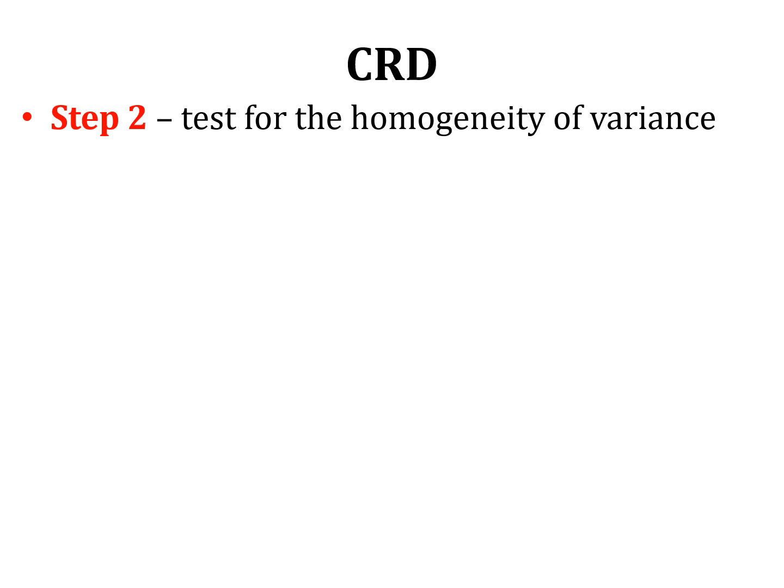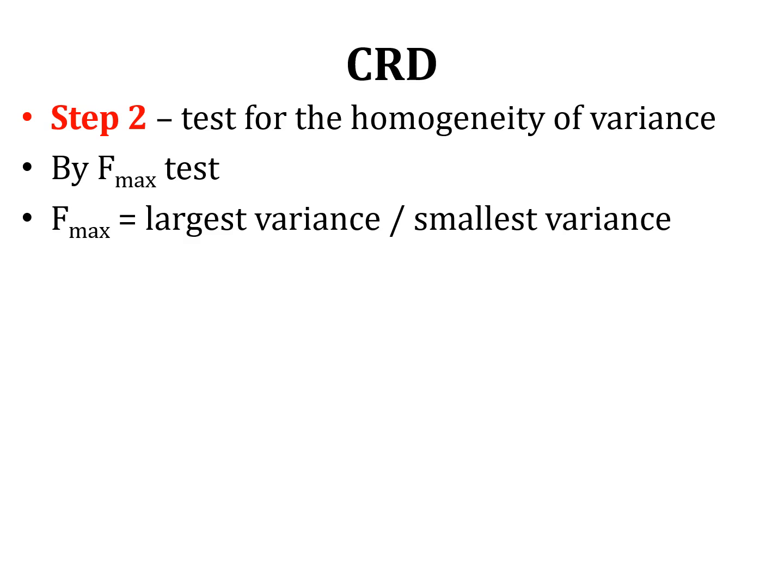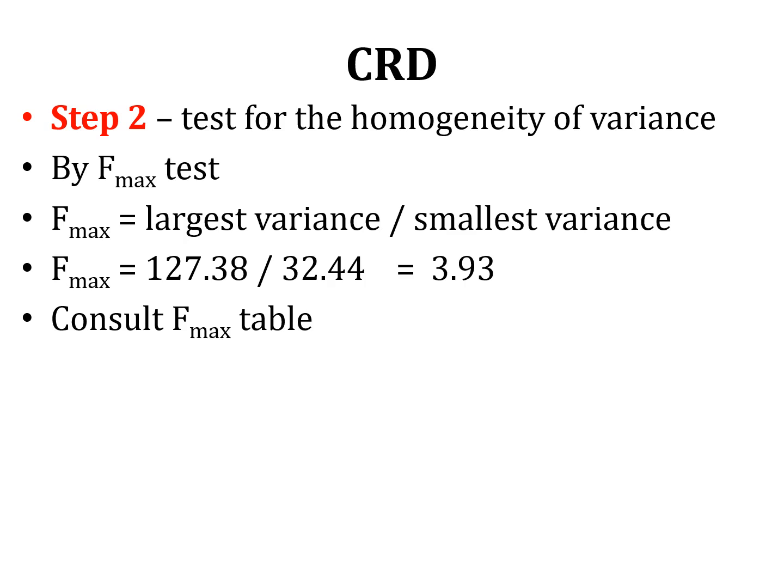Step number 2 is to test for the homogeneity of variance between the treatments, and this is to be done by the FMAX test. And what is the FMAX test? It is the largest variance divided by the smallest variance. So 127.38 divided by 32.44, which is the smallest variance, gives us the variance ratio, which is 3.93. Now we have to see whether this variance ratio of 3.93 is significantly different from unity or not. For that purpose, we have to consult the FMAX distribution table.